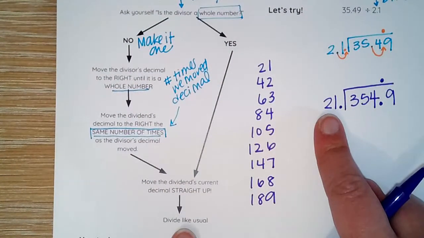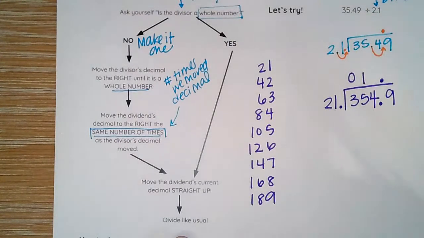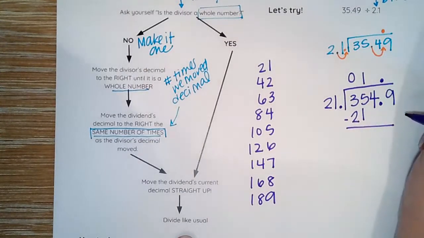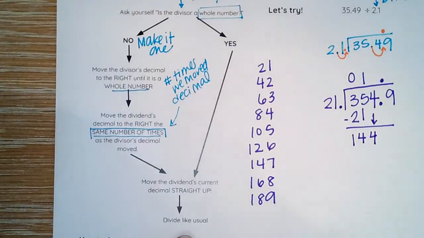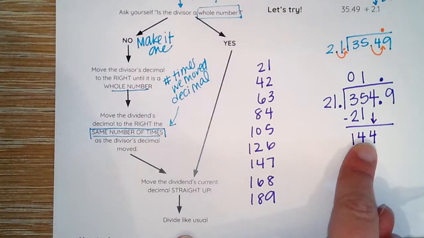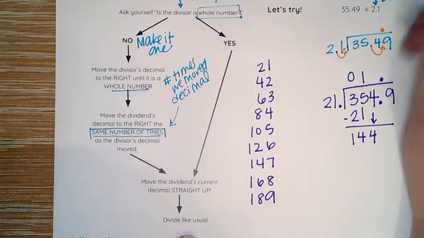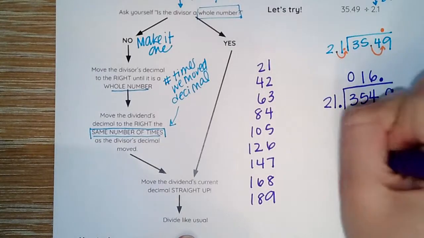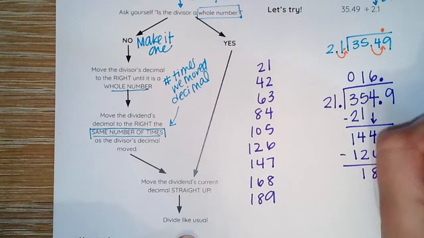Divide how I normally would. 21 goes into 3 0 times. 21 goes into 35 1 time. 21 times 1 is 21. I subtract. 35 minus 21 leaves me with 14. Bring down my 4. All right, go back up. 21 goes into 144 6 times. 21 times 6 is 126. 144 minus 126 is 18.